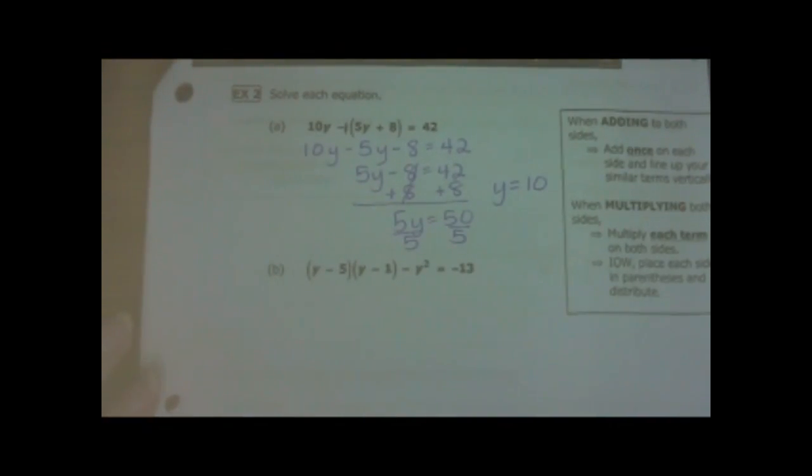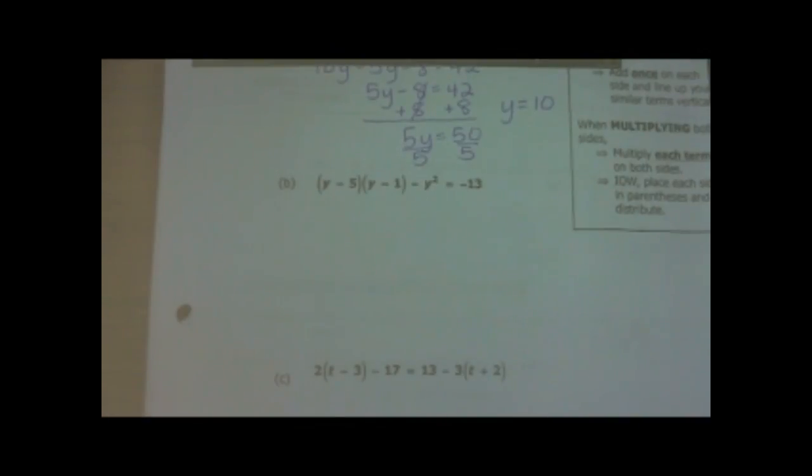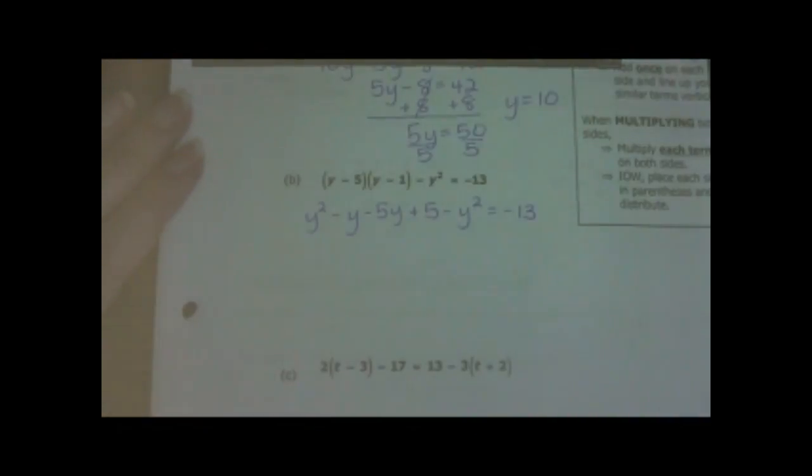All right, this is tricky. Yes, absolutely. I'm glad somebody recognized this. Here's what we've got to do. We've got to FOIL this. So first of all, the first, y times y, is y squared. The outers, y times negative 1, is minus 1y. The inners, negative 5 times y, is minus 5y. The last, negative 5 times negative 1, is plus 5. Then continue writing the rest of the problem. This just made life easier. What do we do now?